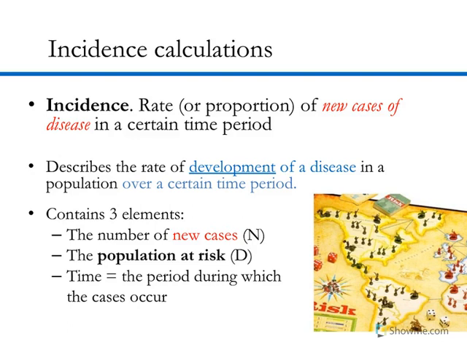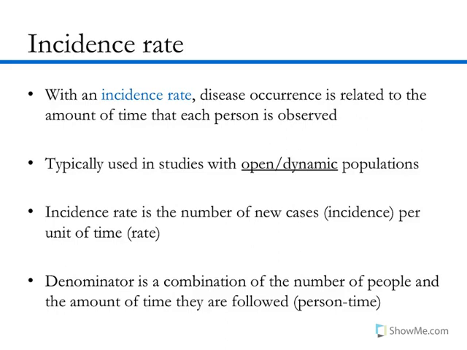Our incidence calculation contains three elements: the number of new cases, the population at risk, which we've described previously, and time, or the period during which the cases are occurring. An incidence rate, as opposed to cumulative incidence, describes disease occurrence as it is related to the amount of time that each person is observed in our population. This is an important distinguisher because it takes into account the amount of person time, the new concept we're going to talk about in this video, or the amount of time that each person is observed as being at risk for the particular disease that we're interested in studying.